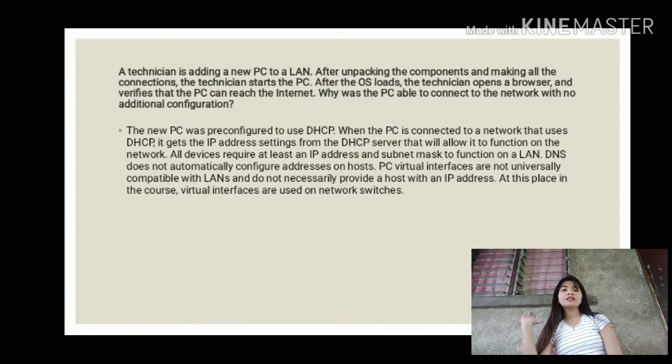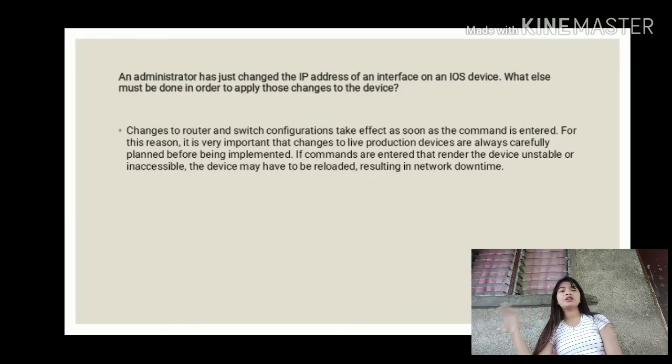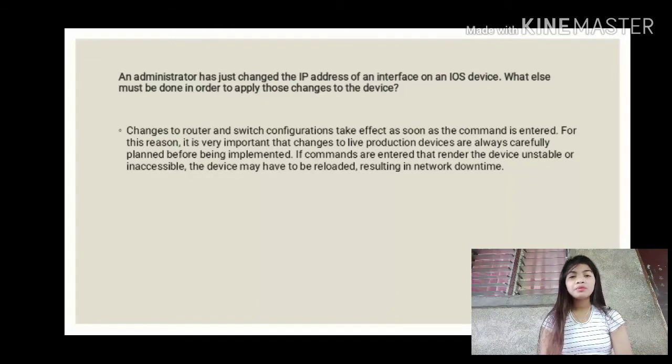An administrator has just changed the IP address of an interface on an IOS device. What else must be done in order to apply those changes to the device? Changes to router and switch configuration take effect as soon as the command is entered. For this reason, it is very important that changes to a production device are always carefully planned before being implemented. If commands are entered that render the device unstable or inaccessible, the device may have to be reloaded, resulting in network downtime. So that's all for the chapter 2 tutorial.